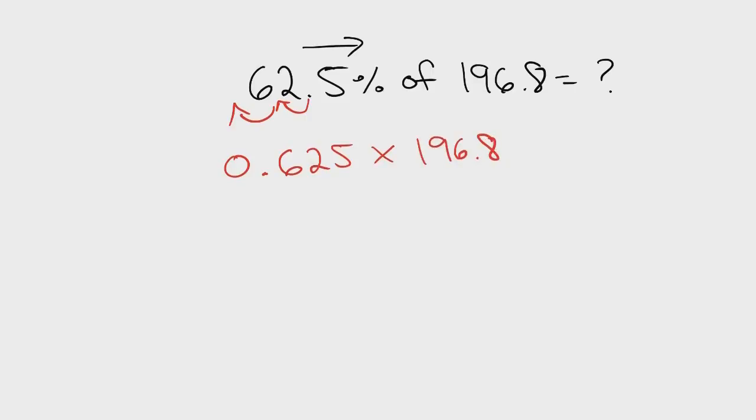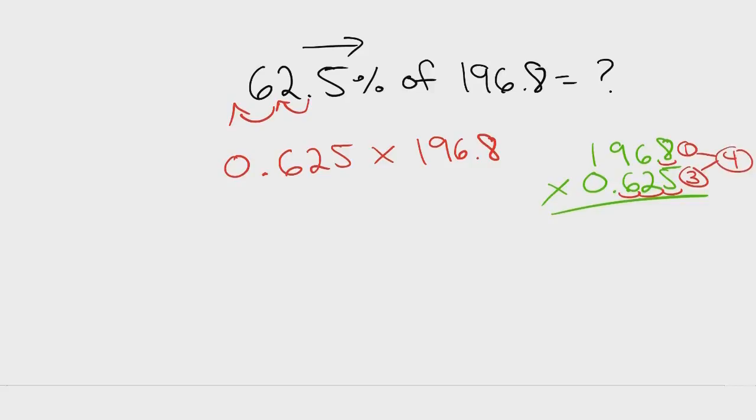We're going to have to do a multiplication problem, which I'll do right here. 0.625 times 196.8. You notice you don't have to line up the decimals when you are multiplying. I'm going to have to move the decimal one space here, so I'm going to put a 1. And 1, 2, 3 spaces here, so I'm going to put a 3. And 3 plus 1 is 4. So when I'm done, I need to move the decimal 4 spaces to the left or have 4 digits to the right of the decimal. Well, let's multiply.